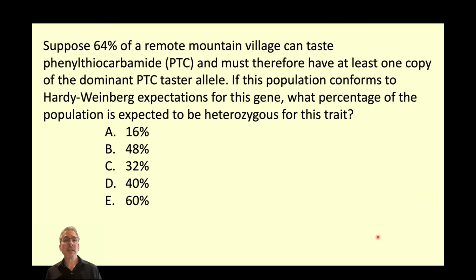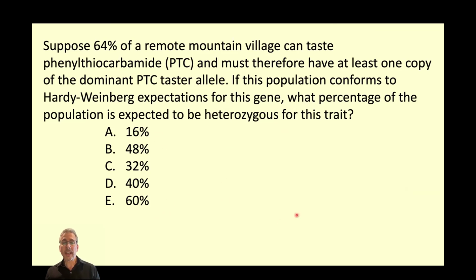So there's the question. You have a remote mountain village, and 64% of the individuals can taste this chemical, PTC. Those individuals that can taste it have at least one dominant allele for this gene. So they could be homozygous dominant, or they could be heterozygotes. Both of those genotypes would be individuals that can taste PTC. If this population conforms to the Hardy-Weinberg expectations, in other words, if no assumptions are being violated in this population, what percentage of the population is expected to be heterozygous for this trait? And they give you some options here.